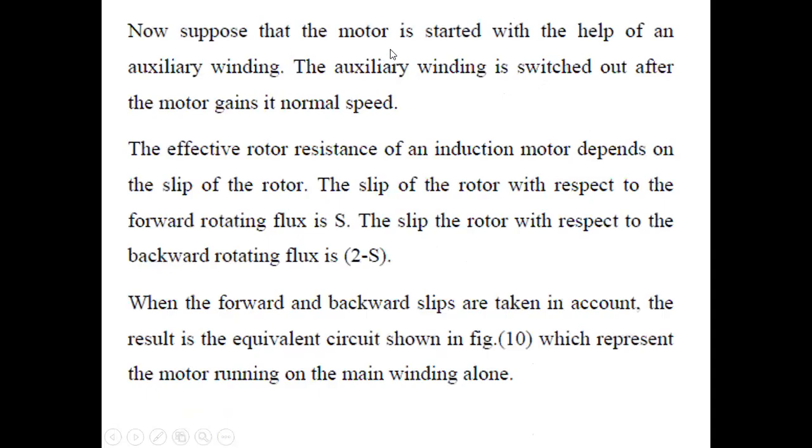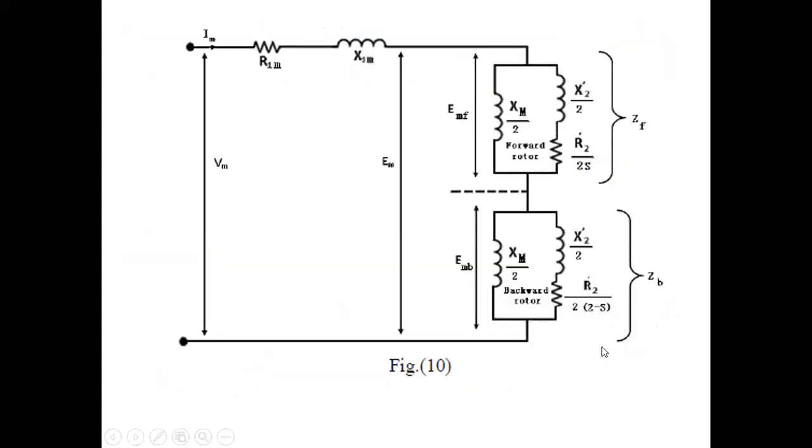Now suppose that the motor is started with the help of an auxiliary winding, and the auxiliary winding is switched out after the motor gains its normal speed. The effective rotor resistance of an induction motor depends on the slip. The slip with respect to the forward rotating flux is S, and the slip with respect to the backward rotating flux is 2 minus S. So when the backward and forward slips are taken into account, the resultant equivalent circuit will be as indicated.